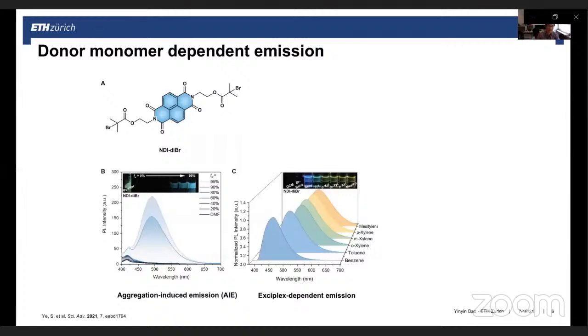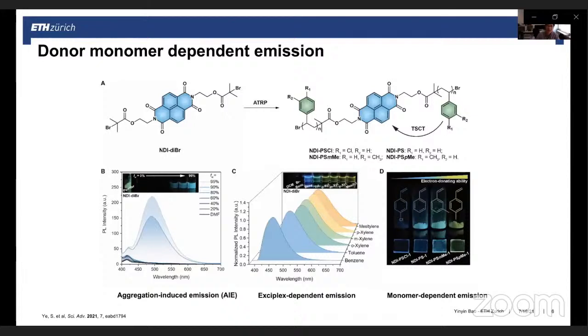We functionalize the fluorophore with two ATRP initiating groups. Interestingly, this molecule is AIE active. We can see in organic solvent it is non-emissive, but in solid state or aggregate state it is highly emissive. And importantly, we observe different emission of this molecule in aromatic solvents when we increase the electron donating ability of the solvents. We can see there is a significant redshift from blue to yellow when increasing the donating ability.